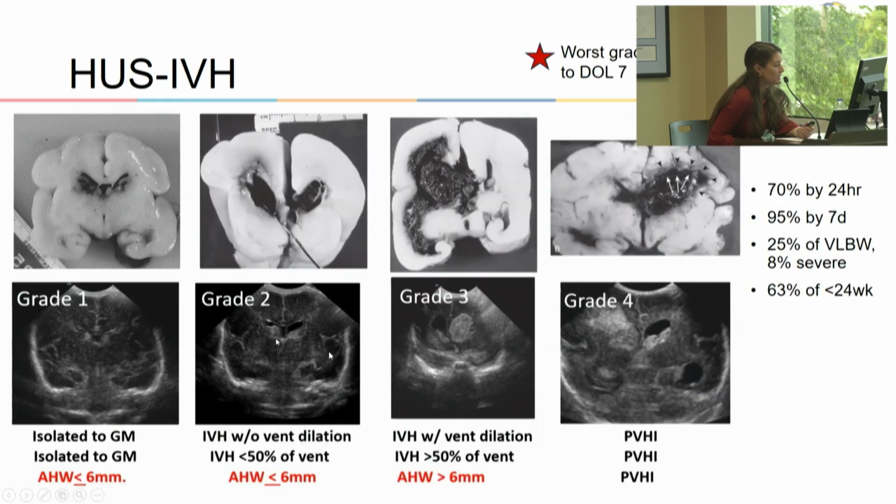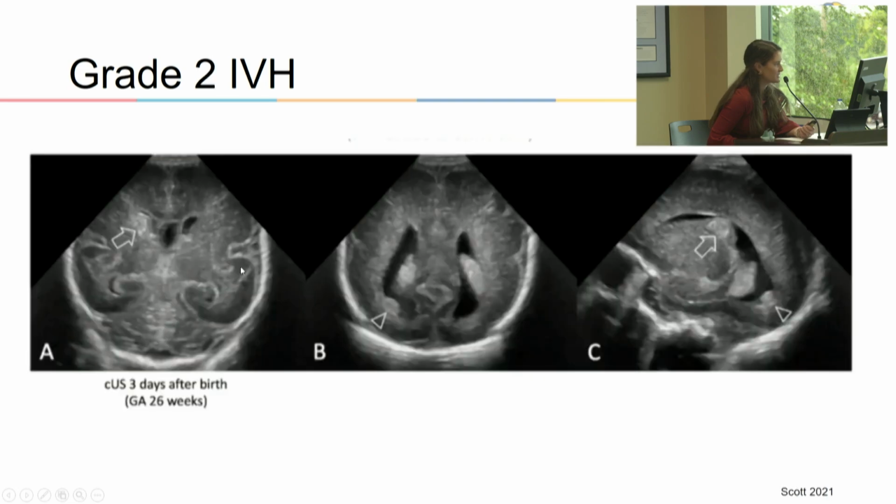Grade 2 is when you have blood in the germinal matrix, but then it gets into the ventricles, but the ventricles are not dilated. So an example of this would be, you have blood in the ventricle, right? But you can't tell if it's a grade 1 or grade 2 just based on this.